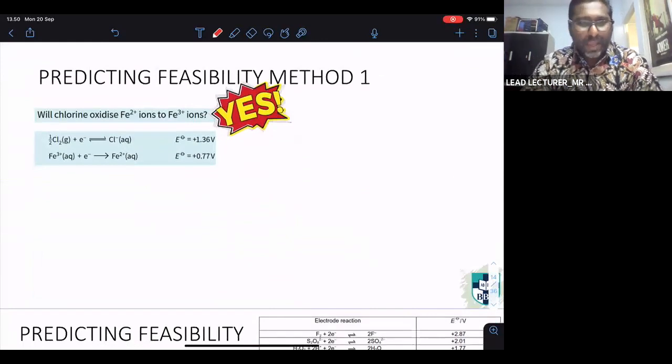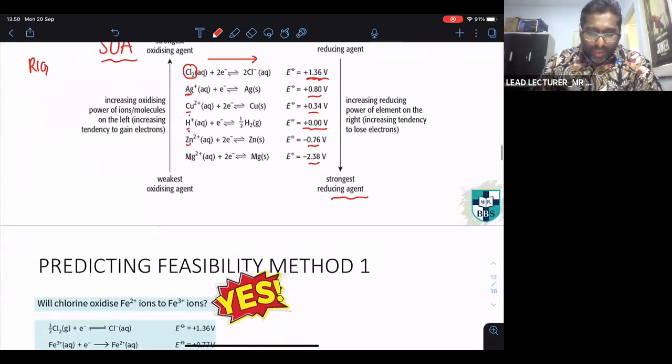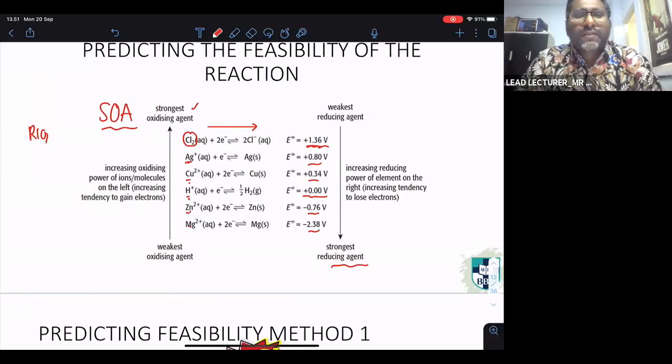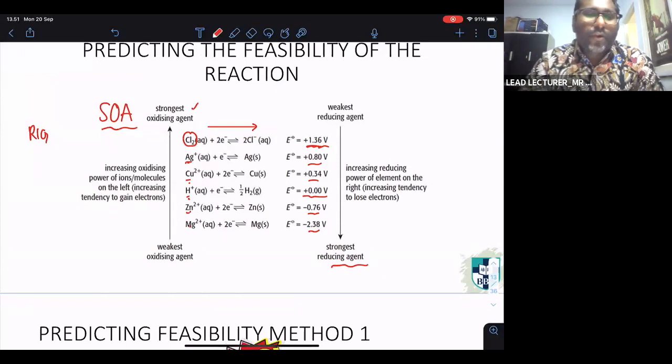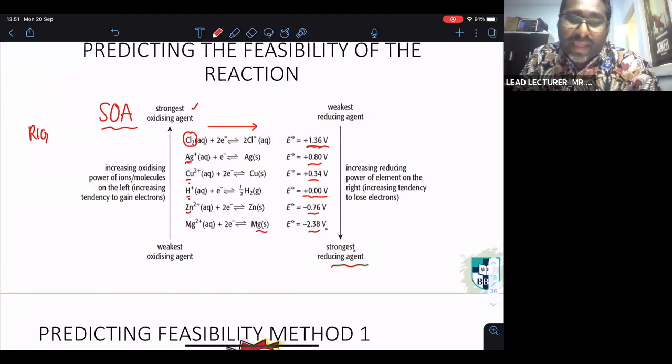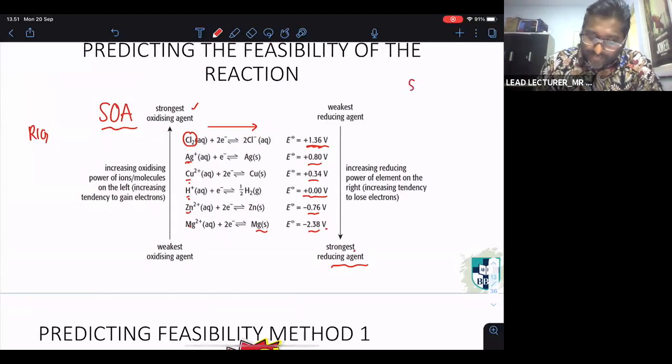If you want to predict feasibility using the E value, there are two methods. Method number one, using the table. Always remember, the strongest oxidizing agent will always oxidize the one that is the strongest reducing agent. It means that they are very good couples. The strongest oxidizing agent will oxidize the strongest reducing agent.